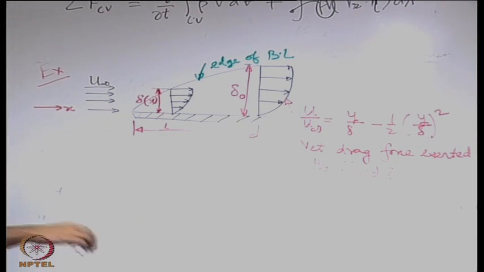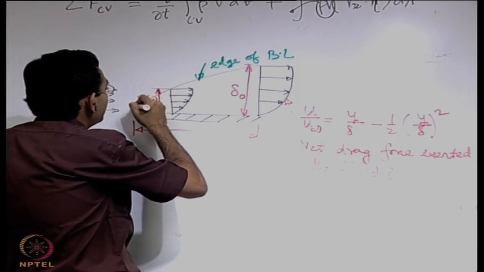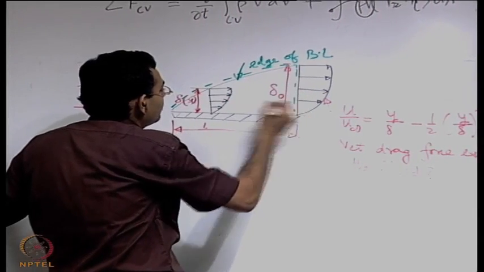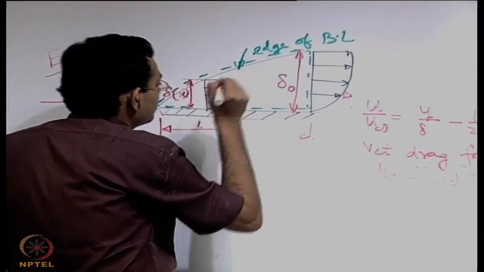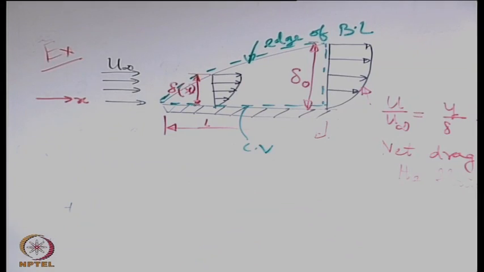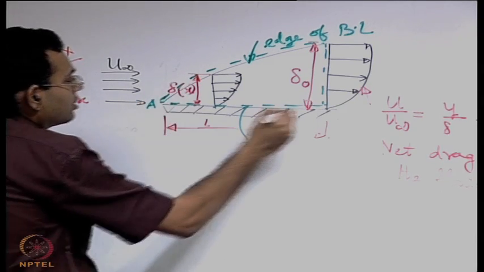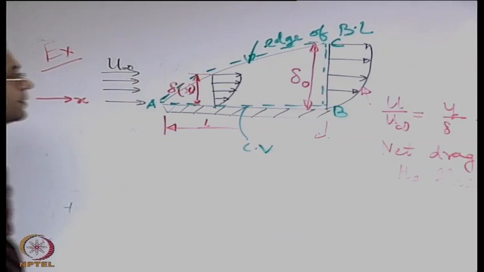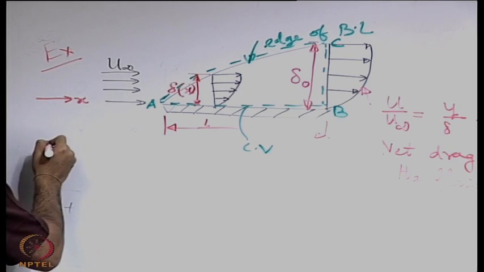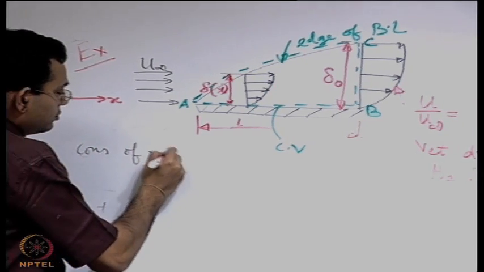So if you want to take a control volume, let us say we choose a control volume like this, just engulfing the edge of the boundary layer. With respect to this control volume, let us first write the conservation of mass. Let us give some names to the edges of the control volume, let us say A, B and then C. So if you write the conservation of mass, what are we getting?